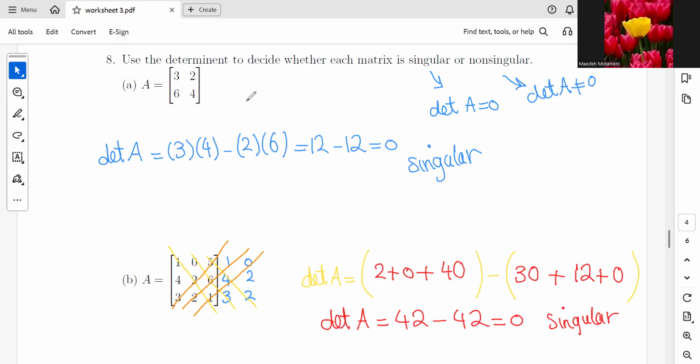But let's say the first one, instead of 4, we had negative 4. So you would have negative 12 minus 12, and the answer would be negative 24. And in this case, it would be non-singular.